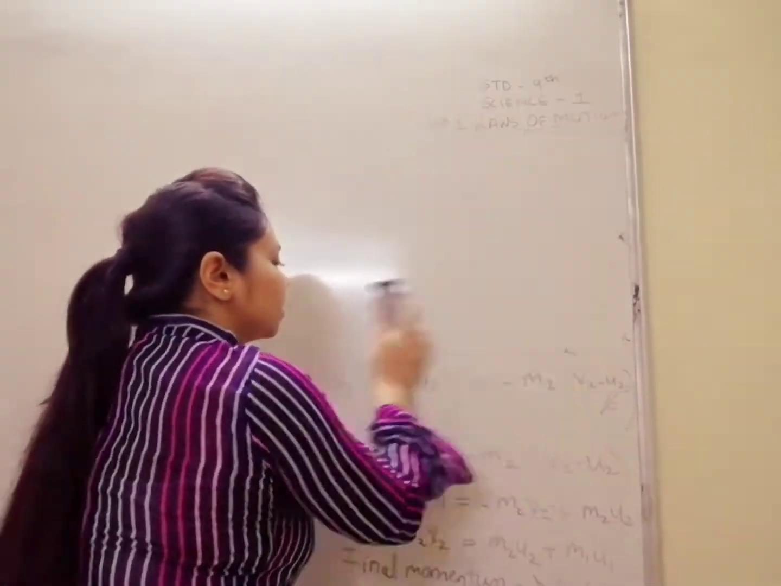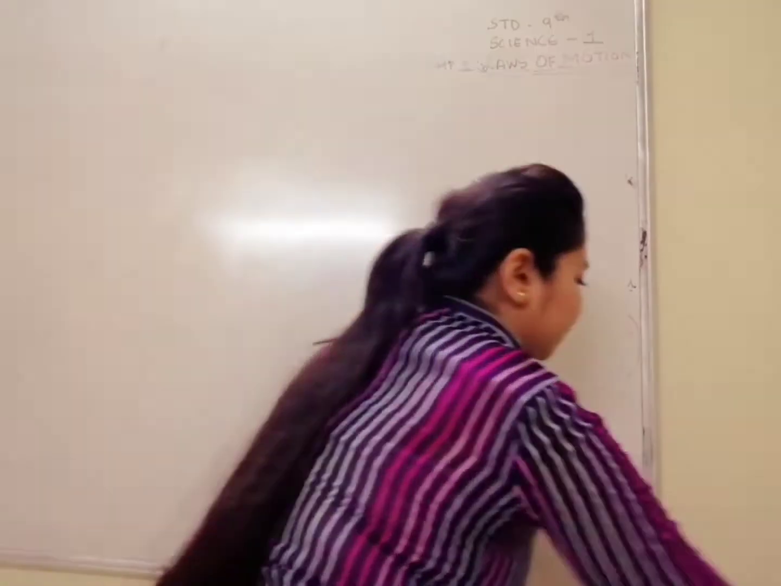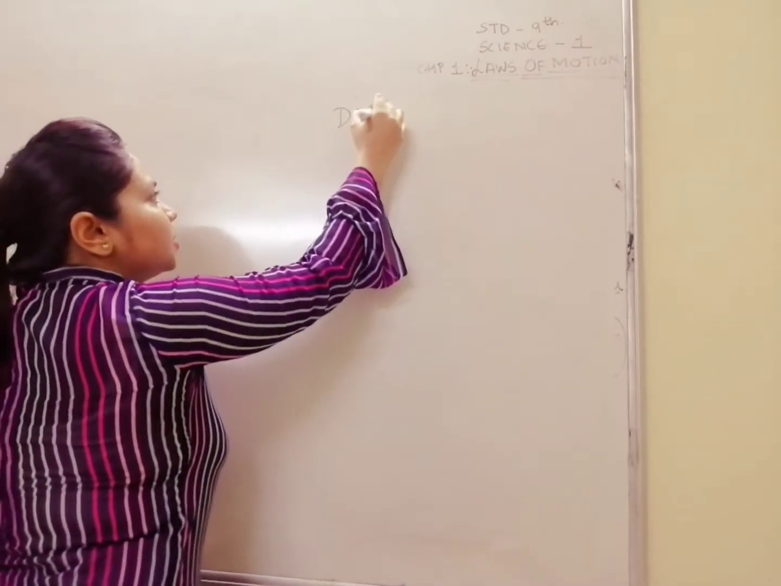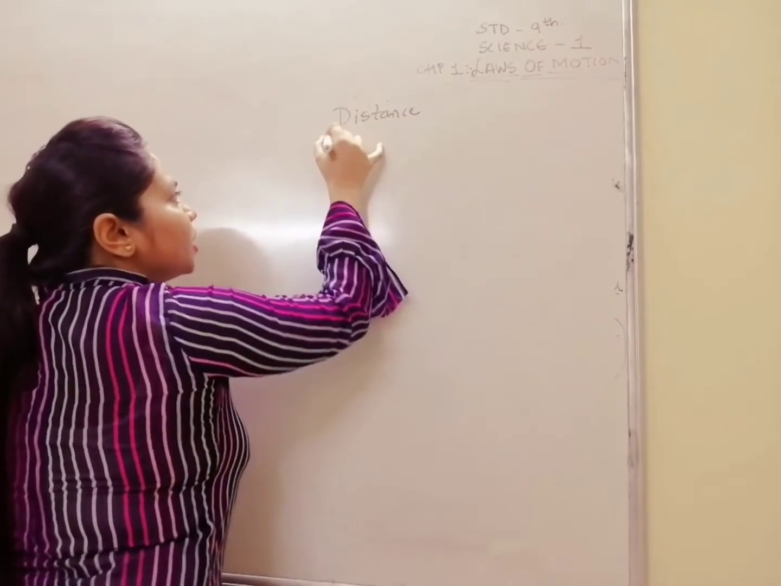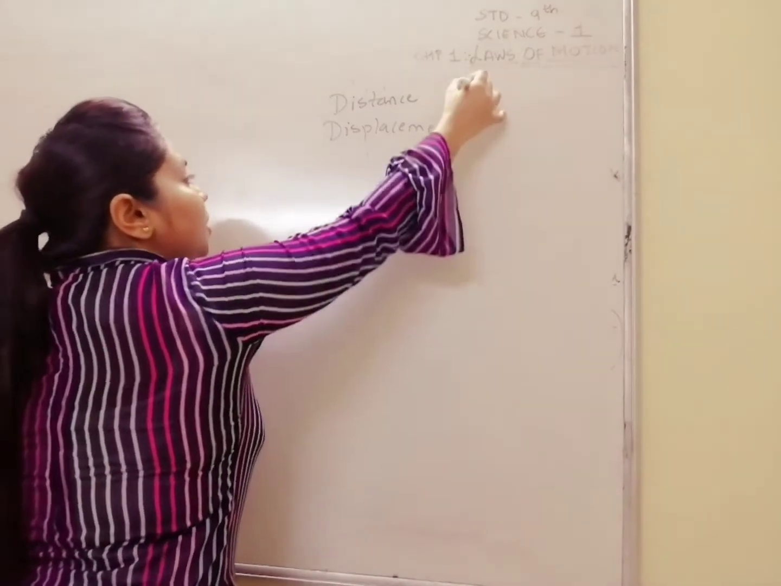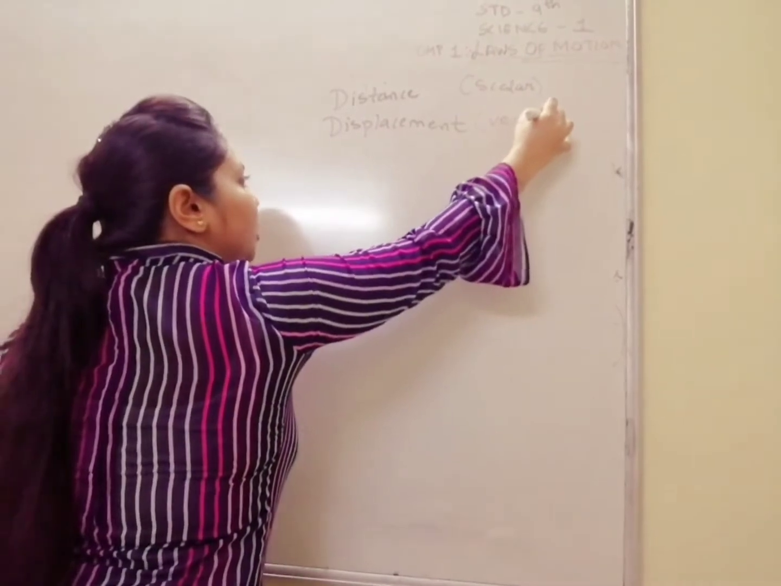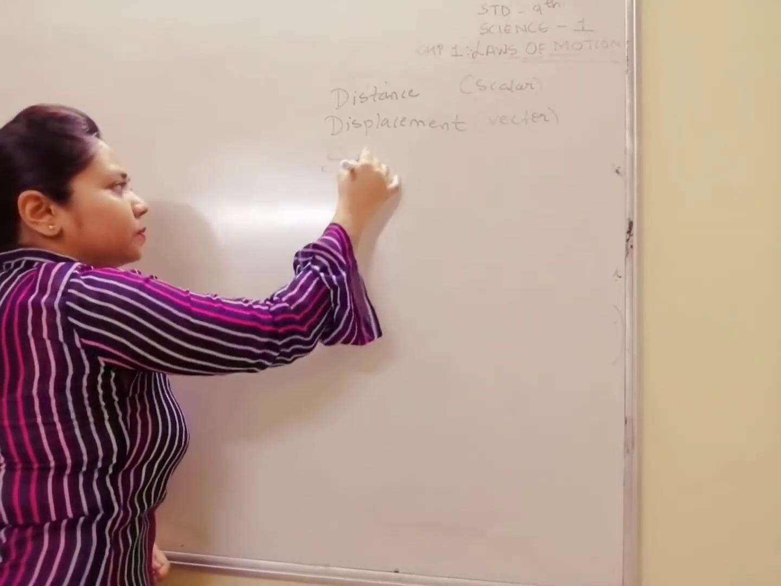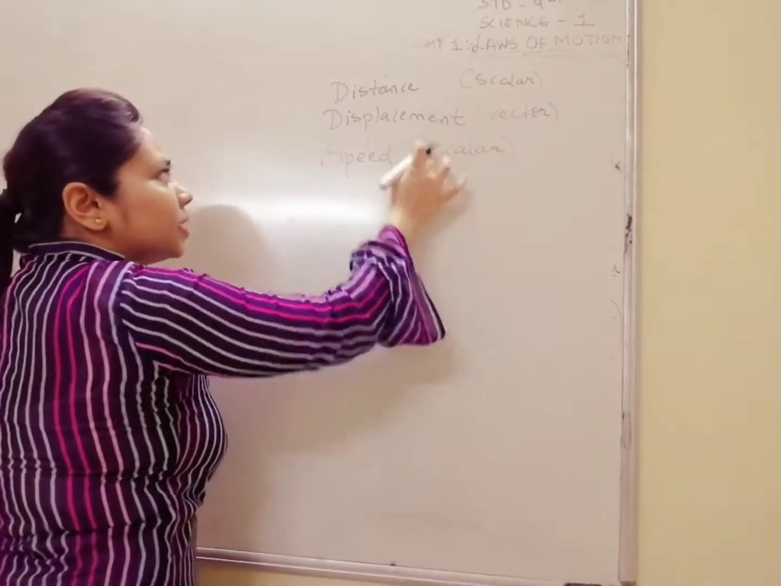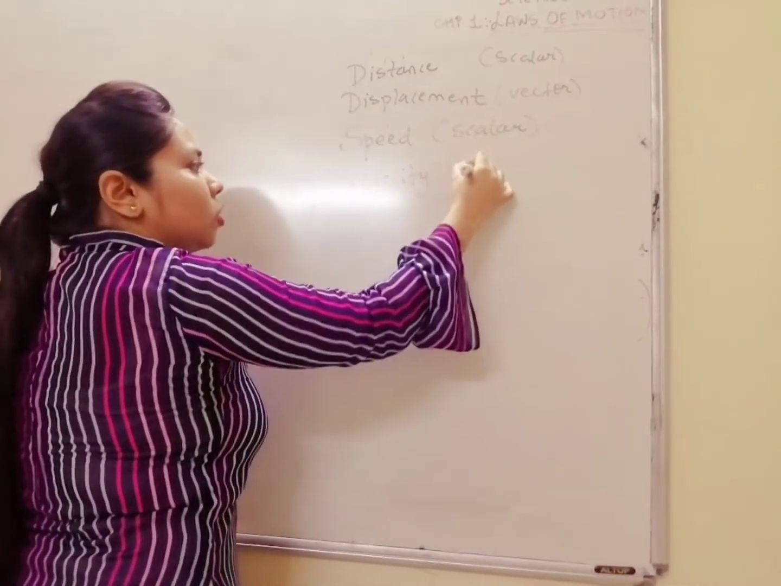Firstly, we have studied what? What is distance and what is displacement, difference between them. Okay, distance is a scalar quantity, displacement is a vector quantity. Then we studied speed. Speed is a scalar quantity, again, because we are using distance. Velocity is what? Vector quantity.